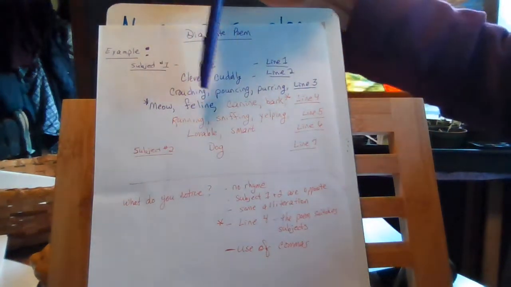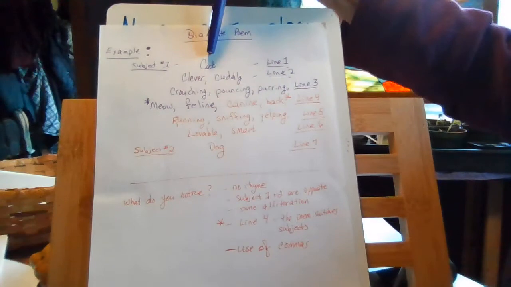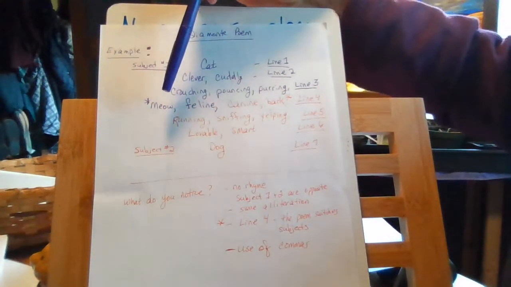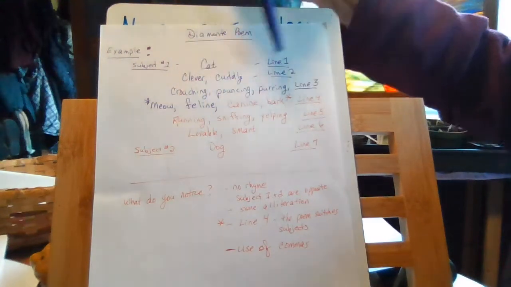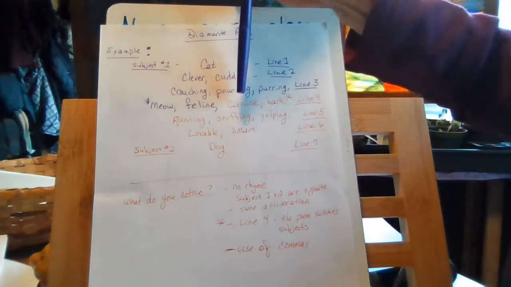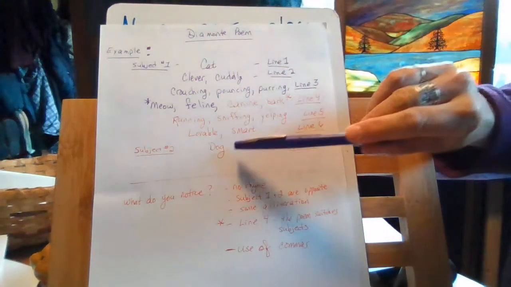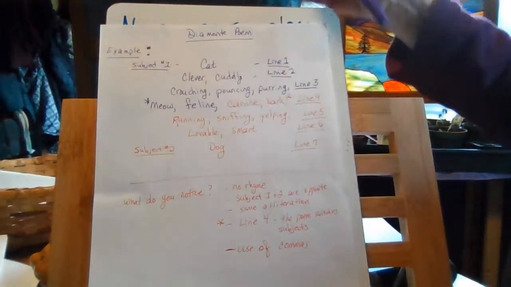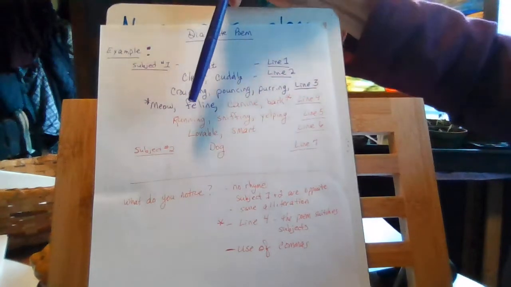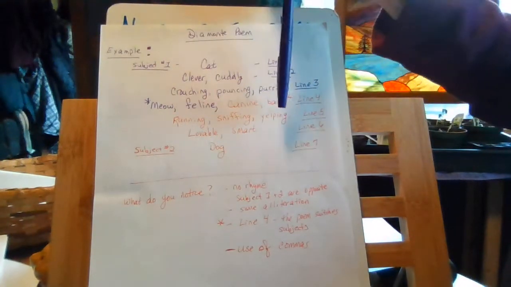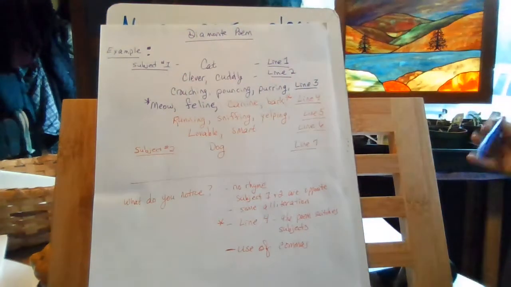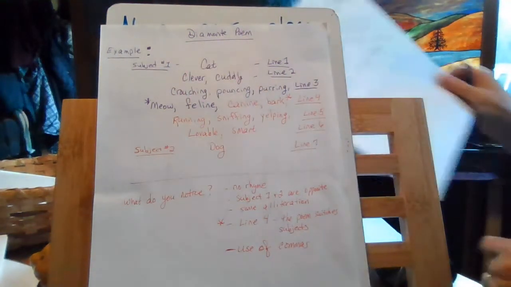The first two nouns are going to be about subject number one, or line one: cat, meow, feline. Cats give a meow. They are known as felines. And then it switches, and then you're going to have two nouns about the dog. Canine, that's what dogs are known as, and bark, that's what they do. And then the participles: running, sniffing, yelping. And then two adjectives: lovable, smart, dog. Seven lines, a little tricky.